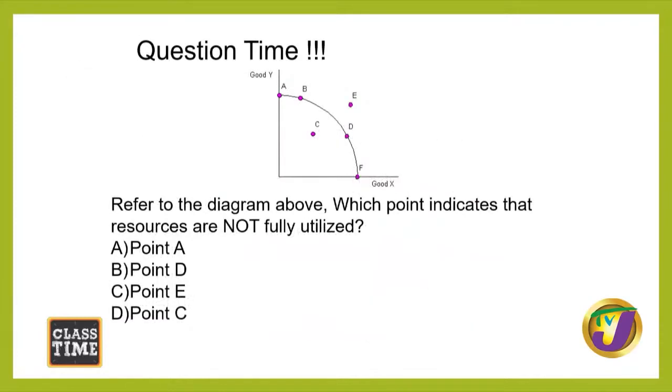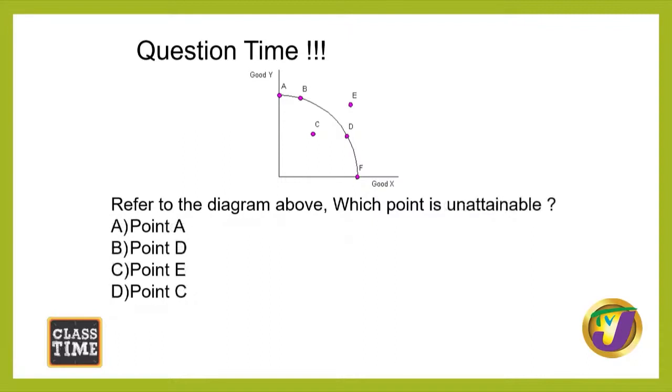And here is another one. Now, looking at the diagram, it says which point indicates that resources are not fully utilized. Is it point A? Is it point D? Is it point E? Or is it point C? It says not fully utilized. That means that it is producing, I'm giving you a hint, on the inside of the PPF. And so your answer there is D. That is point C on your diagram.